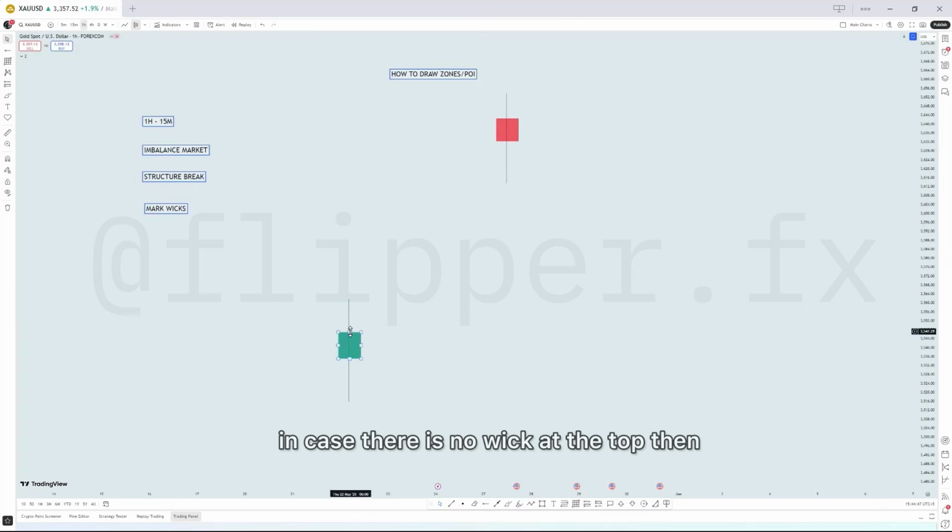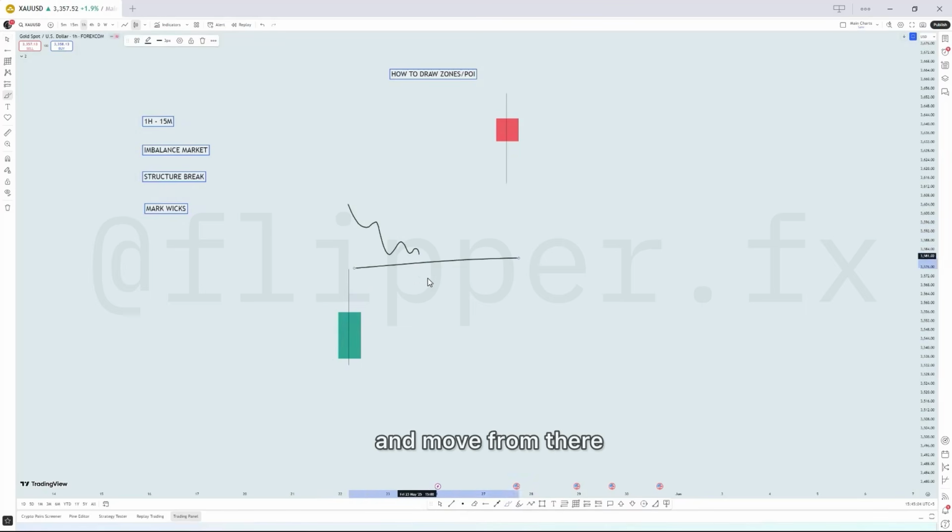In case there's no wick at the top, then our focus will be on the downside wick. But if there's no wick at the bottom and only at the top, then our focus will be on the top wick to hit price and move from there.